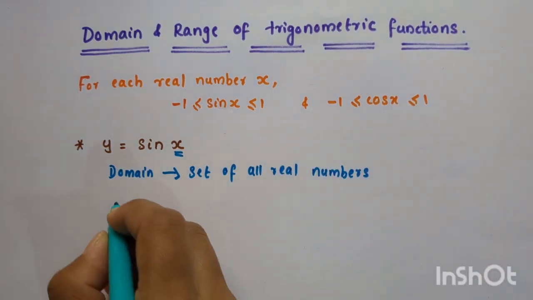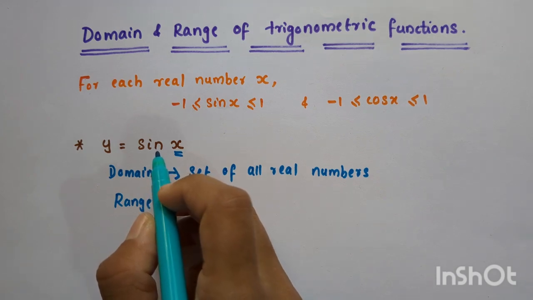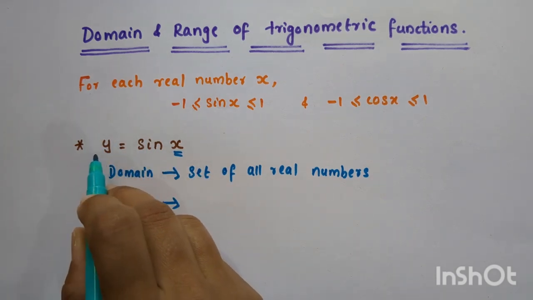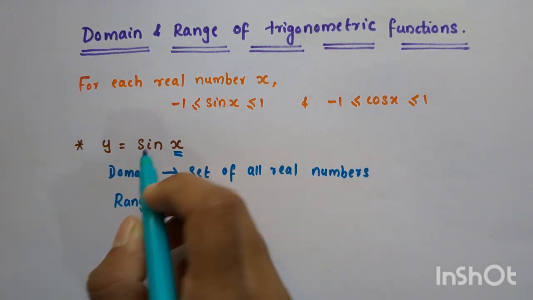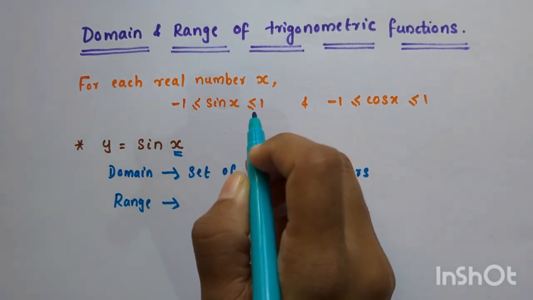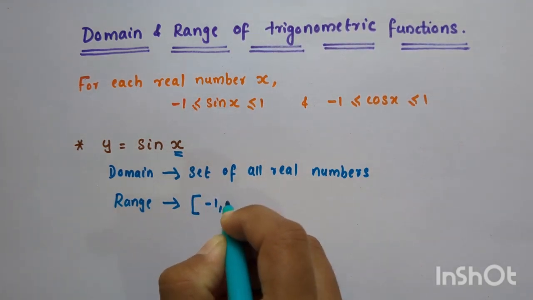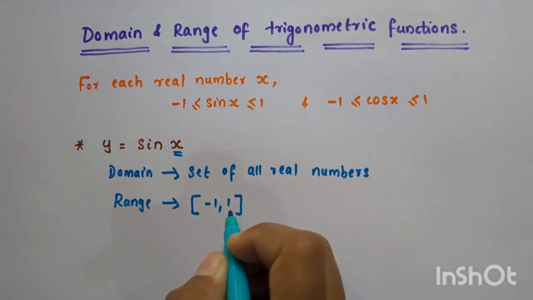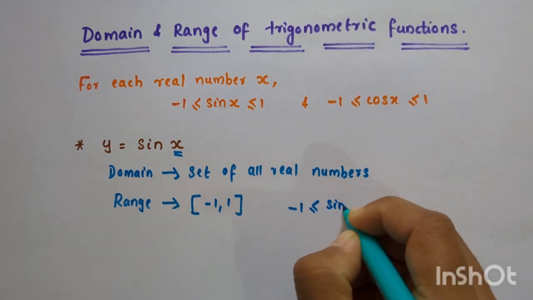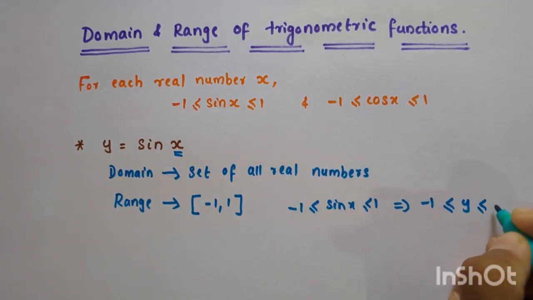And what about the range of this function y is equal to sin x? The range of the function sin x means the values of sin x, that is the value of y. So the values of sin x change between minus 1 and plus 1 including minus 1 and plus 1. That is, the range of this function sin x is the closed interval minus 1 comma 1. That is, it has values minus 1 and values between minus 1 and 1 including minus 1 and 1. We can write minus 1 less than or equal to sin x less than or equal to 1, or minus 1 less than or equal to y less than or equal to plus 1.